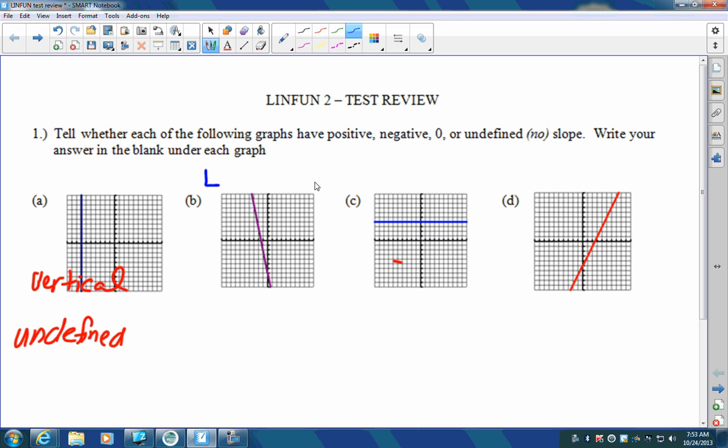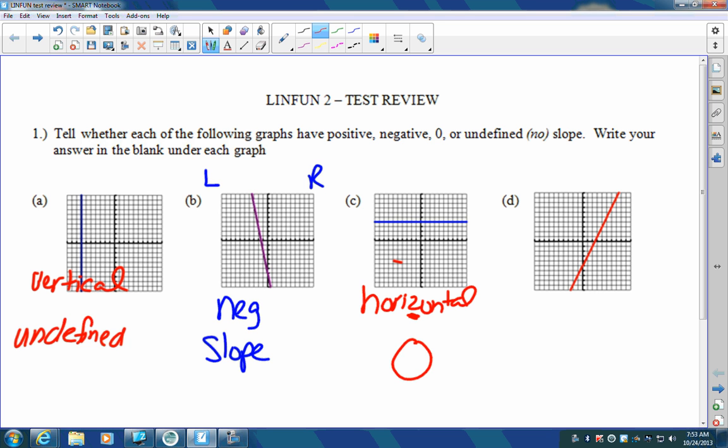B, from left to right, the line is going down. This is negative. It has a negative slope. Going across here, that's a horizontal line. Horizontal starts with or has a Z in it. That means the slope is 0. Trying to help you remember. Letter D, from left to right, the line is going up. So this is a positive slope.